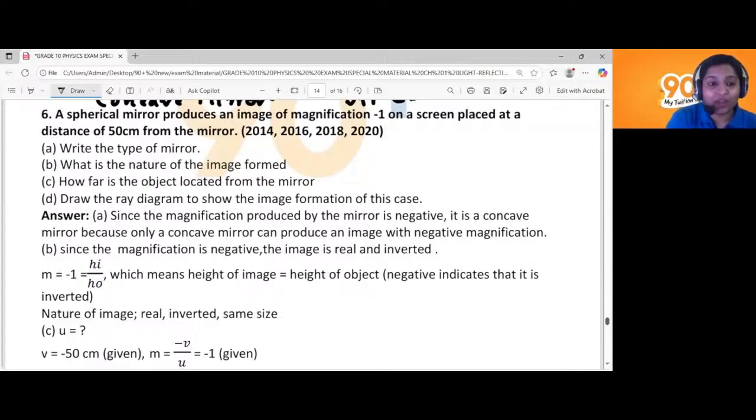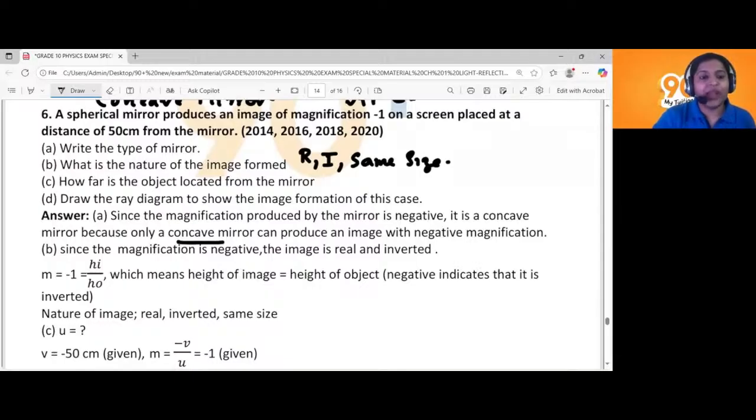So, it is a concave mirror. And what is the nature of the image formed? It is real, inverted, same size. Okay, it's a concave mirror. And how far is the object located from the mirror? Is there any hint?